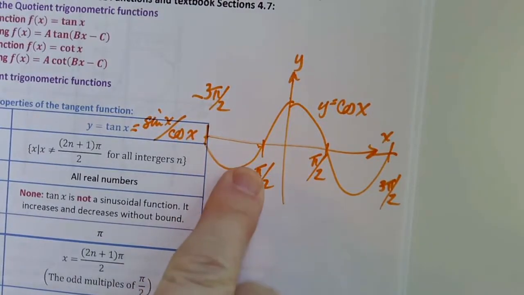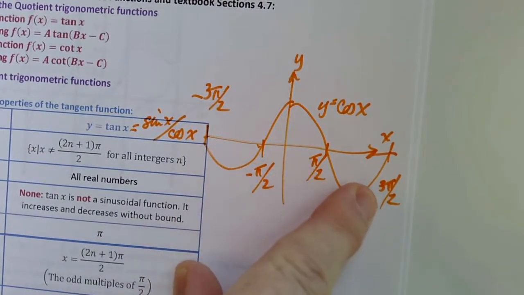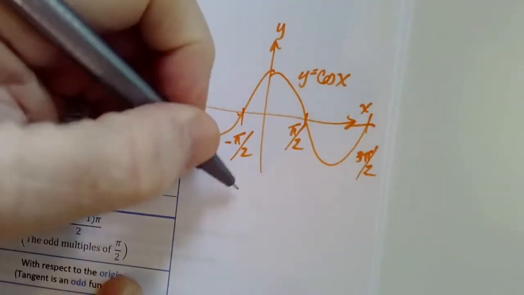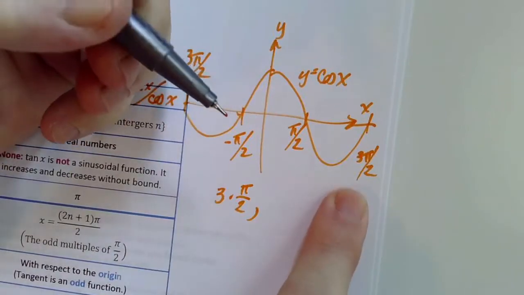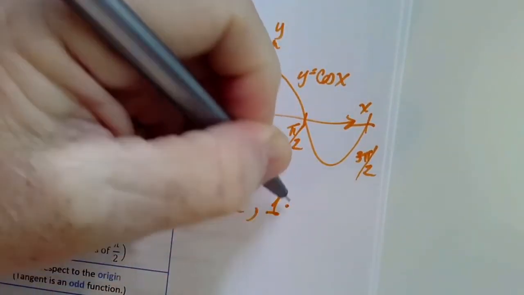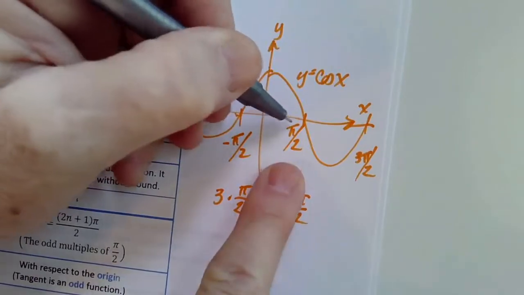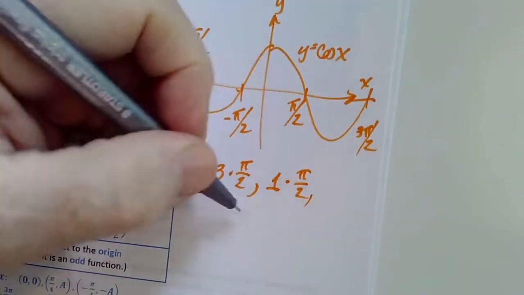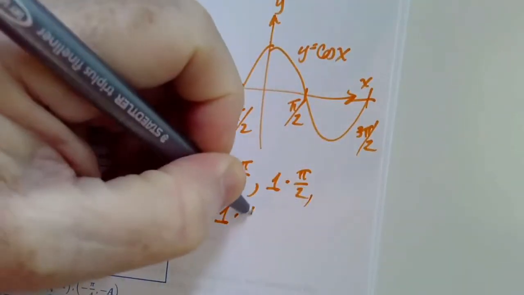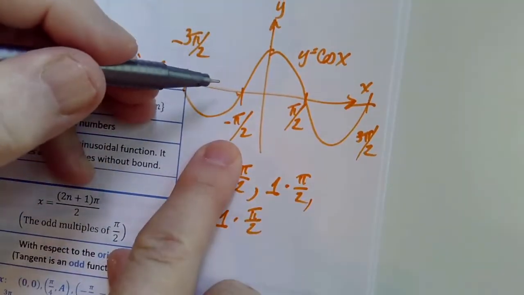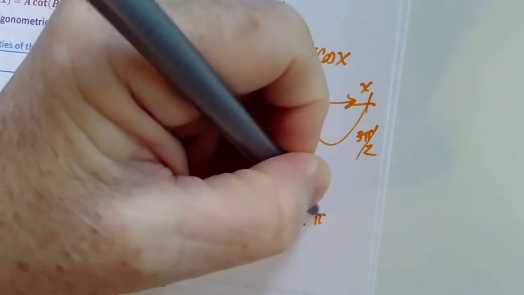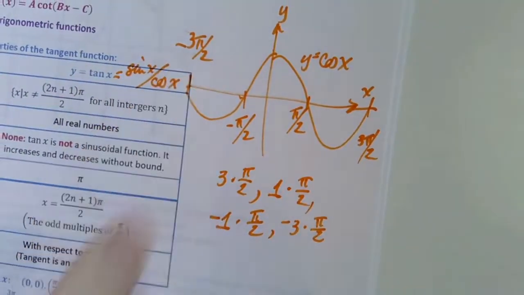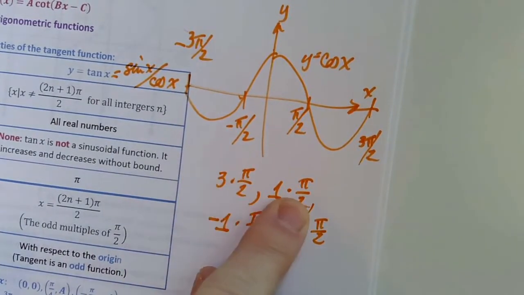So every time the number in front of pi over 2 is odd. So if we have a 3 times pi over 2, that was this one. If we have 1 times pi over 2, that's this one. If we have negative 1 times pi over 2, we get this value, and if we have negative 3 times pi over 2, we get negative 3 pi over 2. So how can we express an odd number times pi over 2?